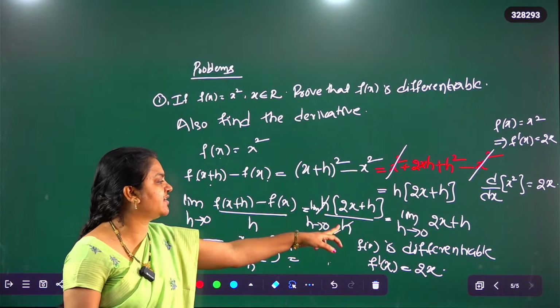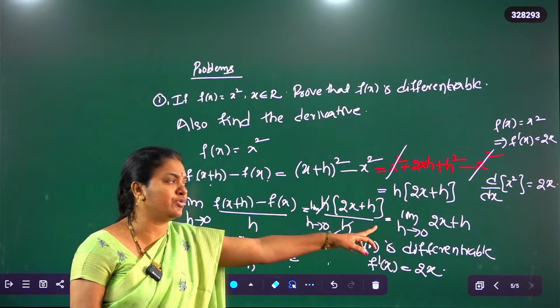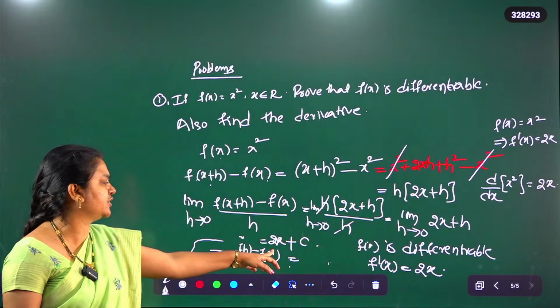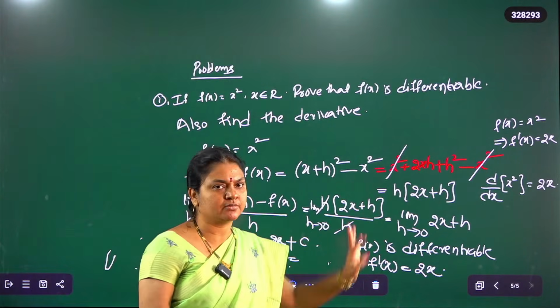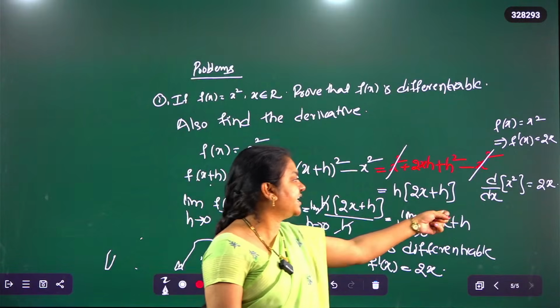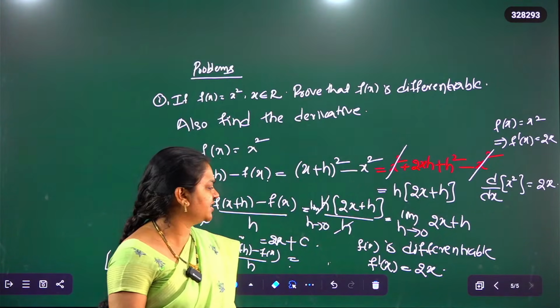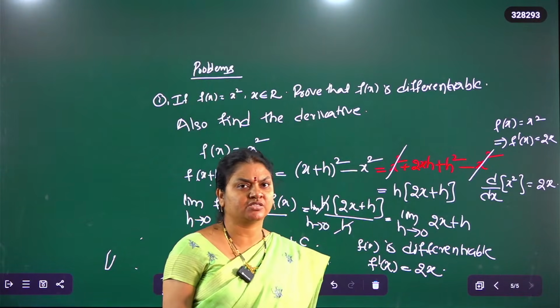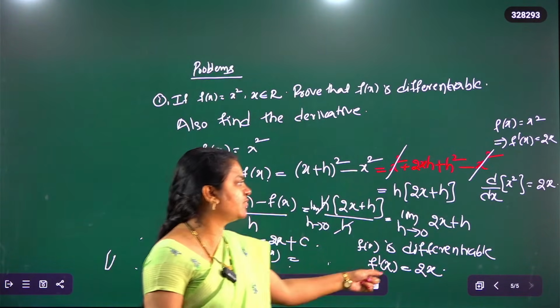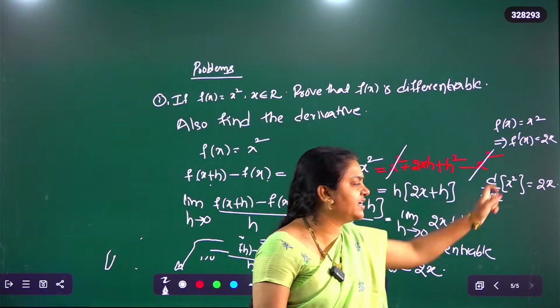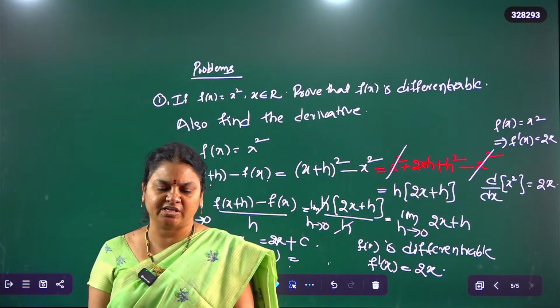By substituting the values, after cancellation we got 2x plus h, and h is tending to 0, so we are getting 2x, right? So we are getting the limit, that's why we say f of x is differentiable. F of x is differentiable means we can say f dash x is equal to 2x. This is nothing but the derivative of x square, d by dx of x square equal to 2x.